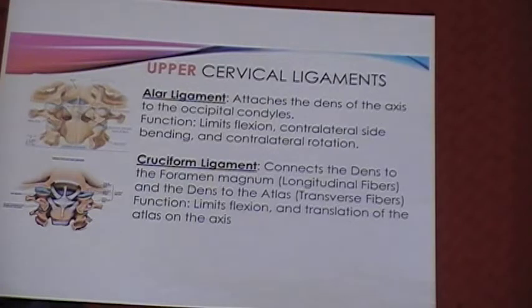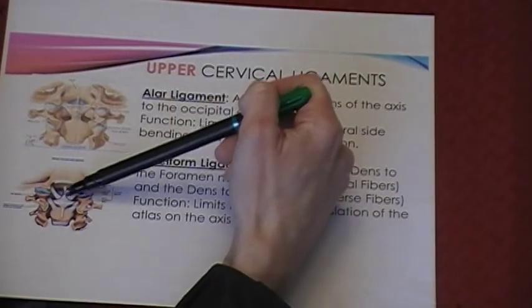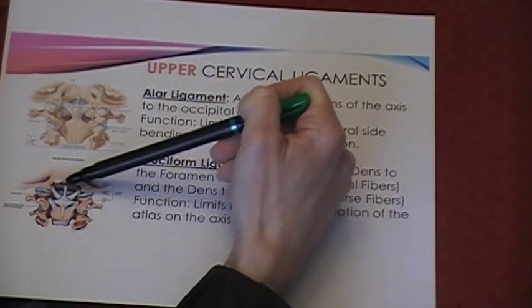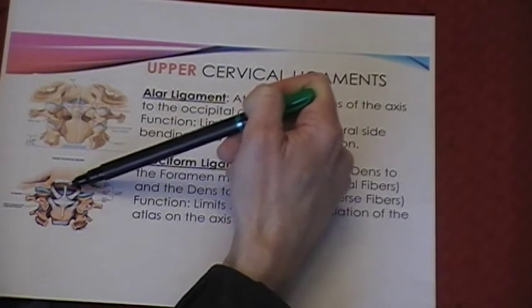And then you have the cruciform ligament, and the name cruciform is used because it forms a cross. So it connects the dens to the foramen magnum, and that's the longitudinal fibers. So if you look at the part of this ligament that's going up and down, or longitudinally, that's connecting the dens to the bottom of the skull, the foramen magnum.